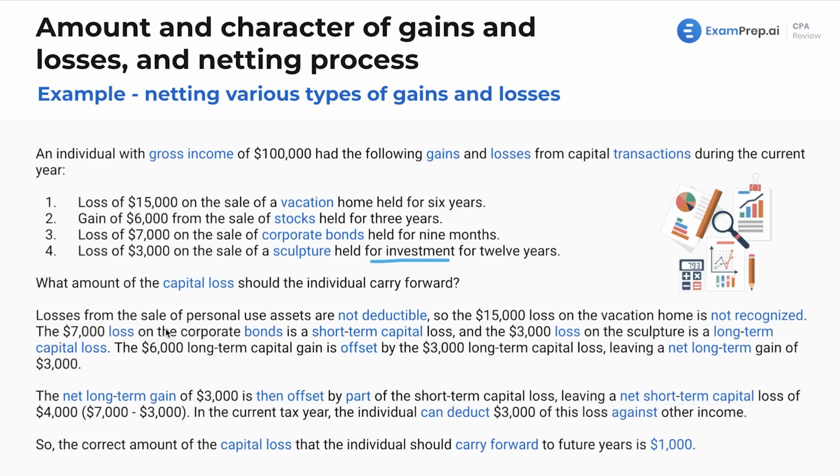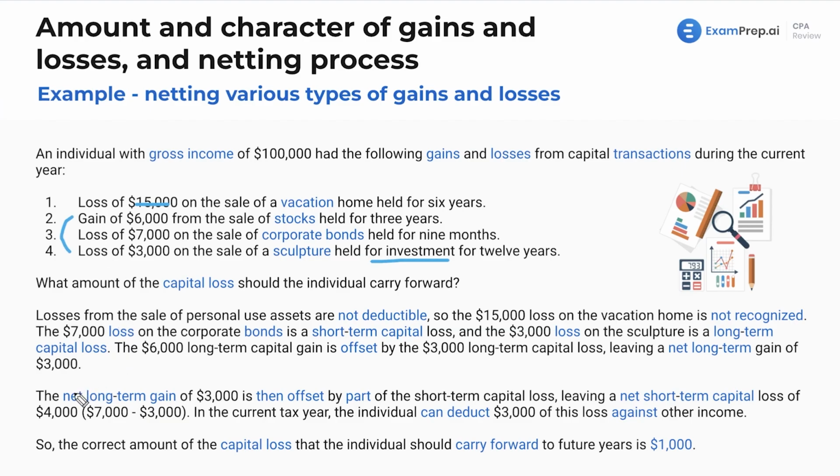Here, like we said, the losses from the sale of personal use assets are not deductible, so we're going to completely ignore that $15,000. The $7,000 loss on the corporate bonds, that's a short-term capital loss. And also we have a loss on that sculpture, which is a long-term capital loss. The $6,000 long-term capital gain is offset by the $3,000 long-term capital loss. We've got a long-term gain on the stocks, the $6,000, leaving a net long-term gain of $3,000. Right, we're netting these two together.